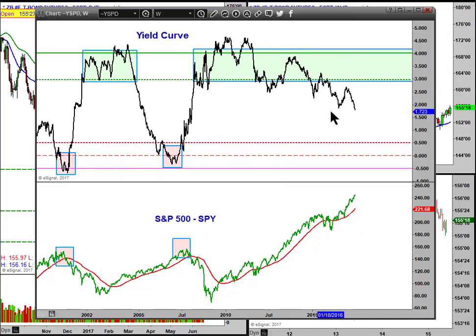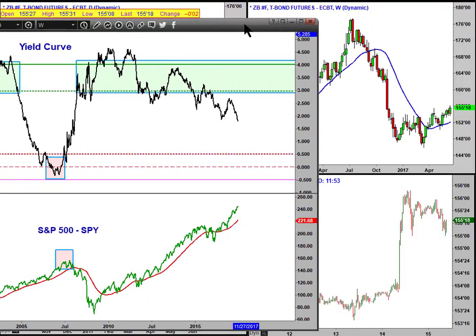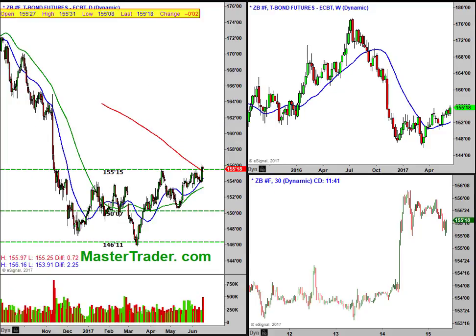So if short-term interest rates, the Fed keeps raising, keeps going up, and bonds continue to push up, bond prices, interest rates will come down. At some point, the two will meet, and if they meet and invert down here, it's going to be a big problem for the market, as it always has been. Okay. So those are the broader markets.